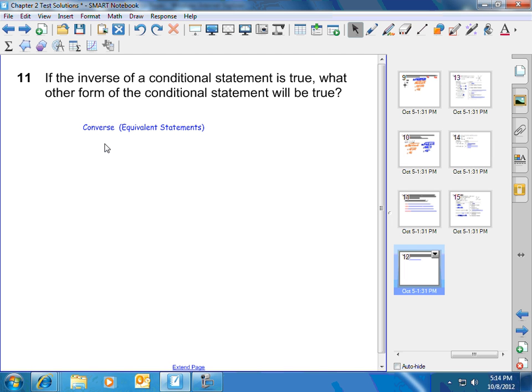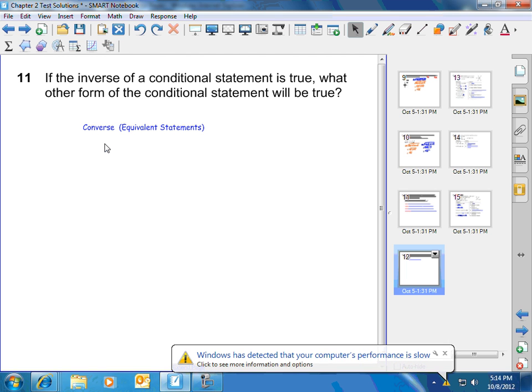And that leaves us with the other pair that are also equivalent statements. Your original if-then and your contrapositive are either going to be both true or both false. Again, those are called equivalent statements.